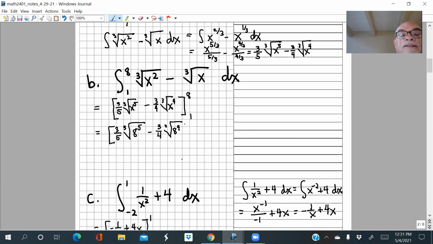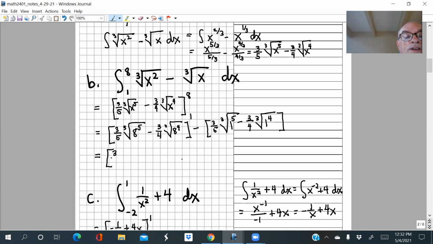So plug the 8 in first into your antiderivative. Calculate that, and then subtract off what you get when you plug 1 into the antiderivative. That looks a little bit easier, because you'll have 1 to the 5th power, which of course is 1, and then 1 to the 4th power, which again is 1. So that arithmetic doesn't look all that bad. All right, let's see how much of this we can do without resorting to our calculator. I bet we can do most of it.